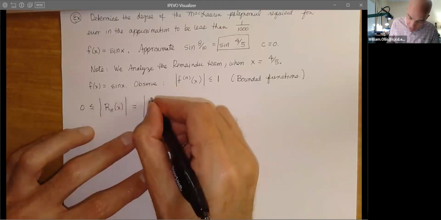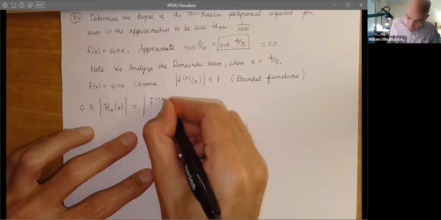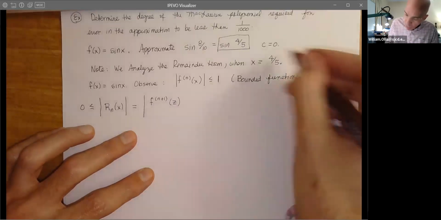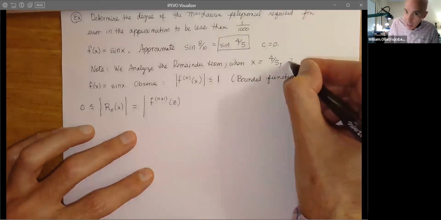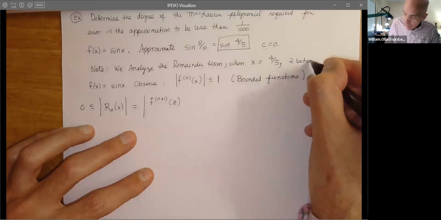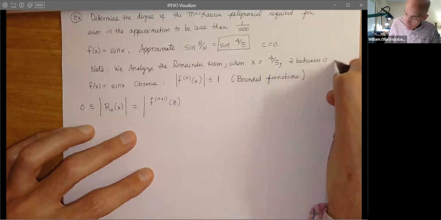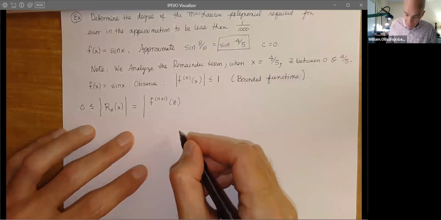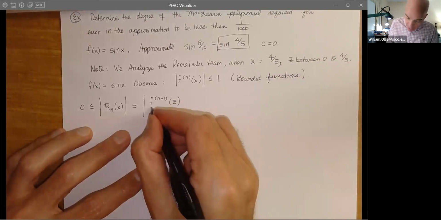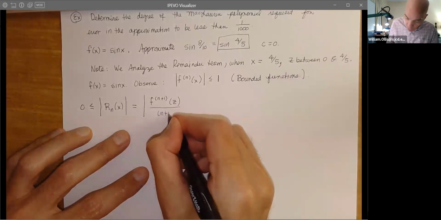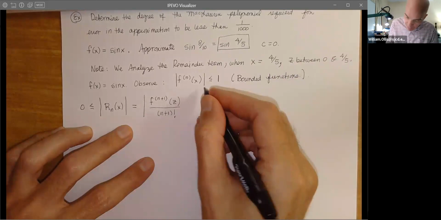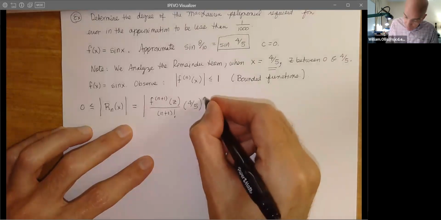So remember, this is the n plus first derivative evaluated at z. Here, let me add this z between 0 and 4/5, just to remind you about where everything lives. So that's the theorem. And then we have n plus 1 factorial. And then we have the 4/5, so we fill this in to the n plus 1.